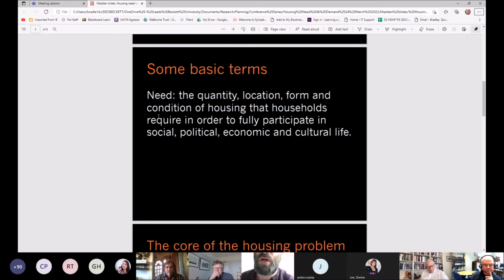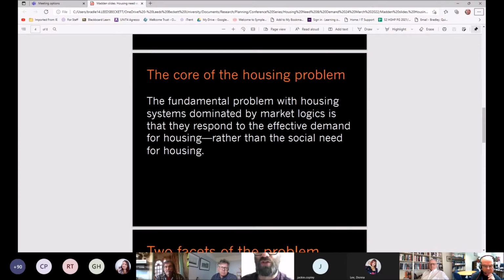So it's not conditioned on one's economic circumstances. There's a universal social need for housing. And let's go to the next slide. Recognizing that there's a universal social need for housing, I think, can point to a fundamental problem at the core of housing markets, which is that they only respond to effective demand for housing. They do not respond to the social need for housing.